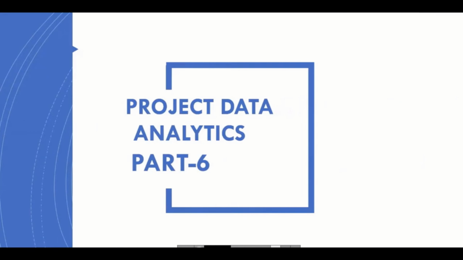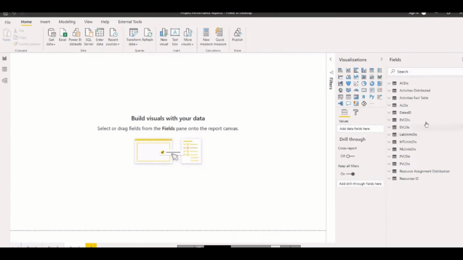In this part we will see how to develop standard key performance indicators of earned value management, and in the coming parts we will be using all these parameters and KPIs and developing the reports. So let's move into Power BI. So here we are in Power BI.